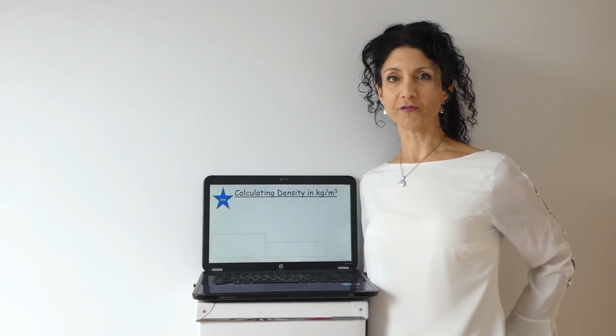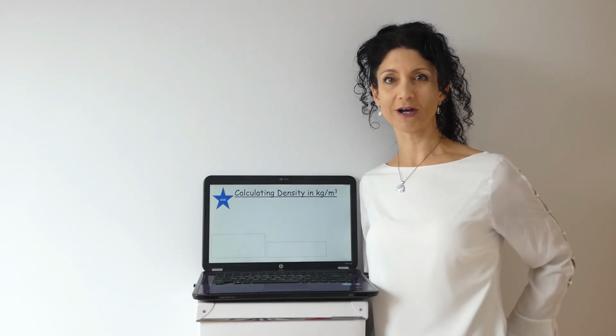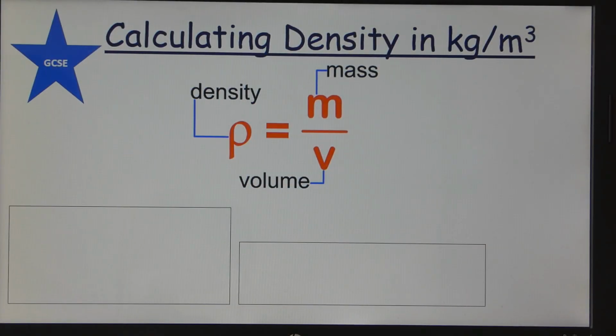Okay everyone, now's the time to grab a pen and something to write with. You need to make a note of the equation that's about to come up because you have to learn it. This is the symbol equation for density that you need to be familiar with for your GCSE. So density is represented by the Greek letter rho, which looks a little bit like a lowercase p. Mass is represented by a lowercase m, and volume is represented by a lowercase v.